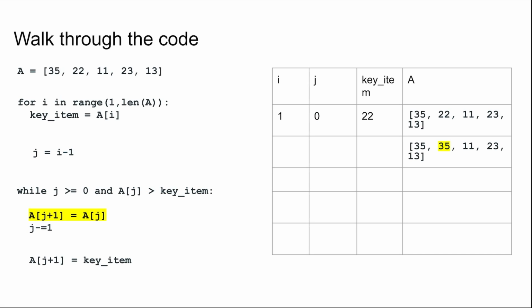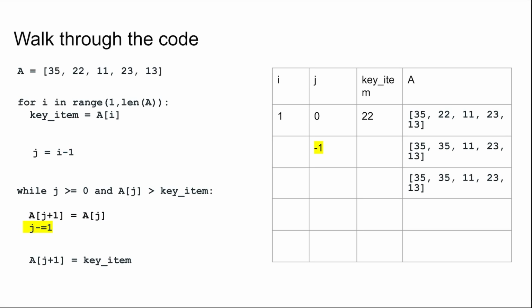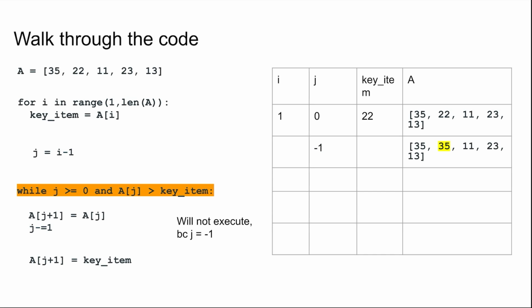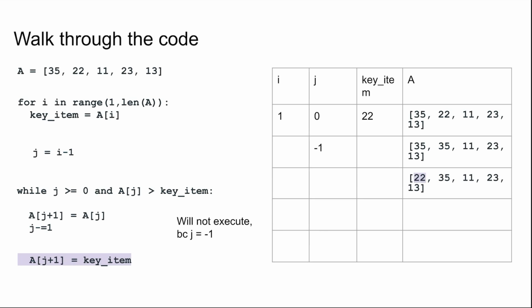So A of j plus 1, which is A of 1, is going to be set to 35. And j is going to be decreased by 1. So now when we go back, the while loop will terminate because j is equal to -1. So since j is less than 0, the program will jump to the very last line, which sets A of j plus 1, which is A of 0, to key item, which is 22.